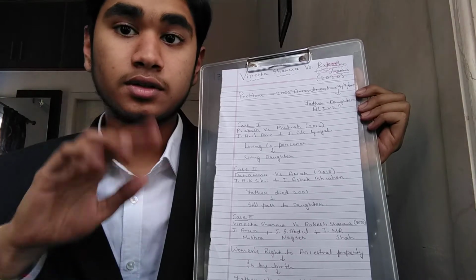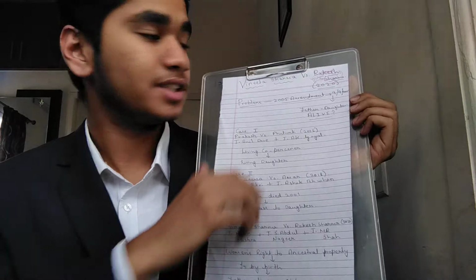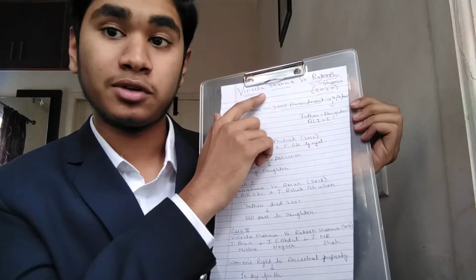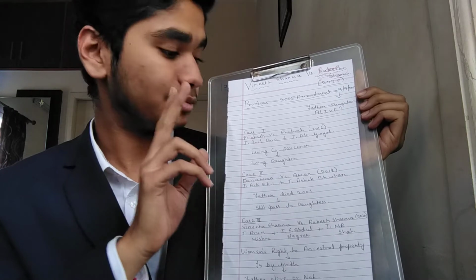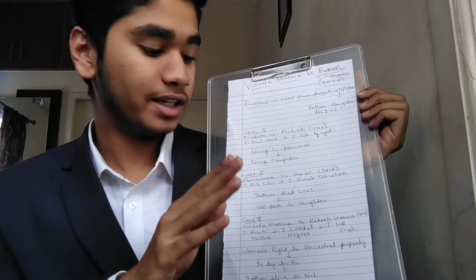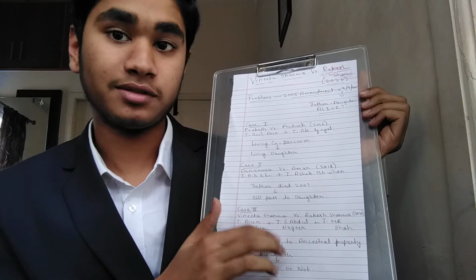Basically, this law applies to Hindus, which means all the Hindus, and this includes the Buddhists, the Sikhs, the Jains, and all. Right? This law is applied to everyone. So now we'll talk about the case, which is Veneetha Sharma versus Rakesh Sharma. But before going to that, actually we have three cases in total, which lead to the final result in Veneetha Sharma versus Rakesh Sharma.